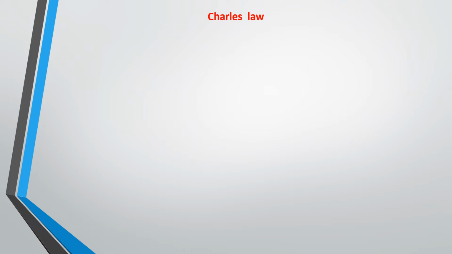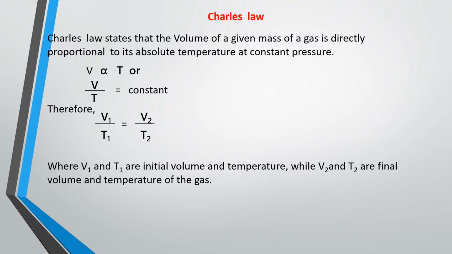Okay, so Charles's law. From your secondary school, we already know that Charles's law has to do with volume and temperature changes. Charles's law says that the volume of a given mass of a gas is directly proportional to its absolute temperature, provided the pressure is constant. Mathematically stated, V is directly proportional to T, or the equation can be written like this when you take the constant of proportionality.